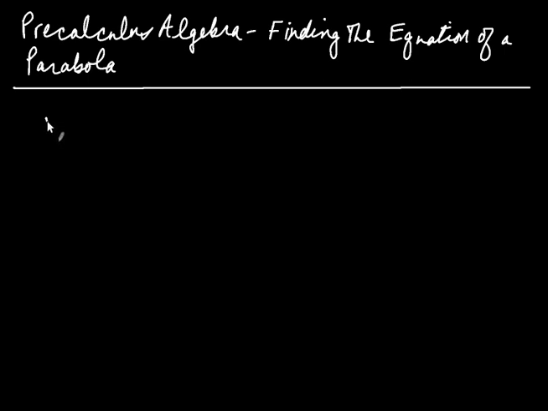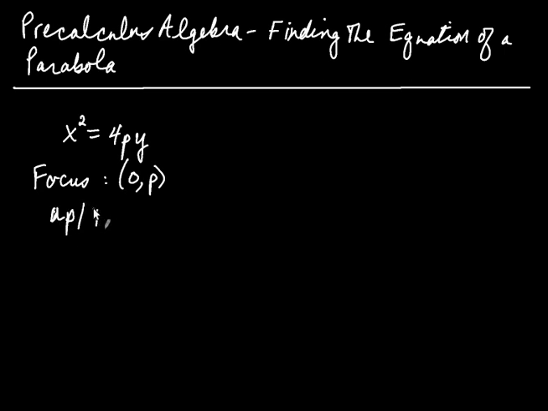Let's start it off with the x squared. So it's going to be x squared equals 4py. So that's for a parabola opening up or down, and the focus has coordinates 0, p. So p can be either positive or negative. So this is for a parabola opening up or down.